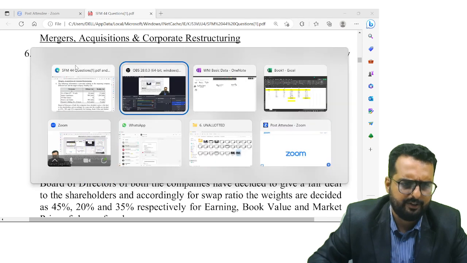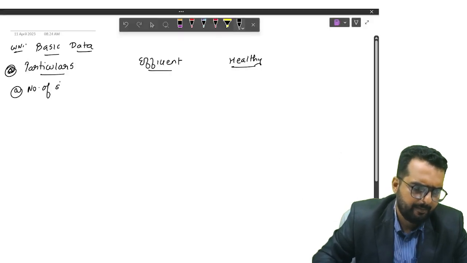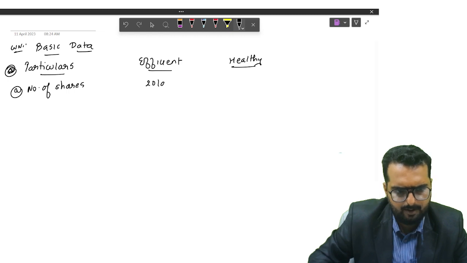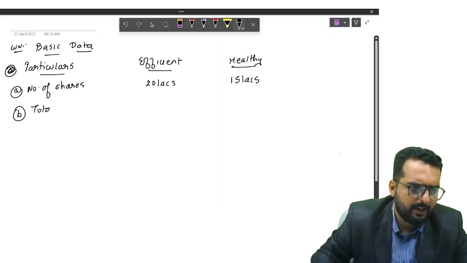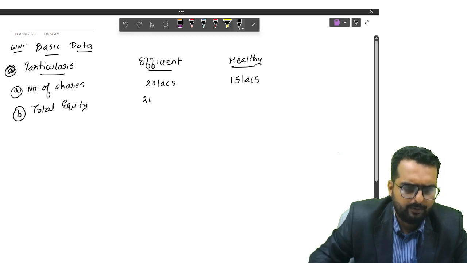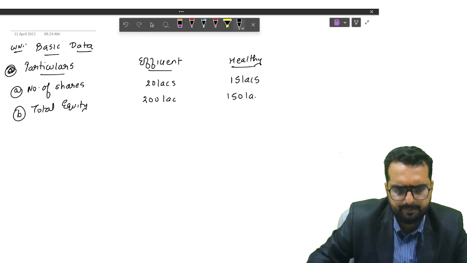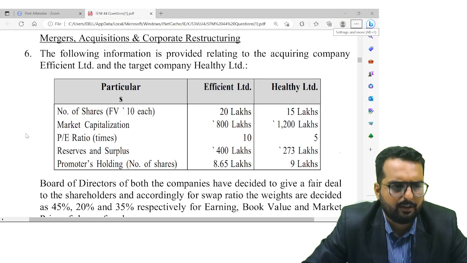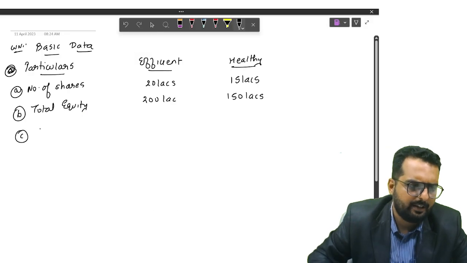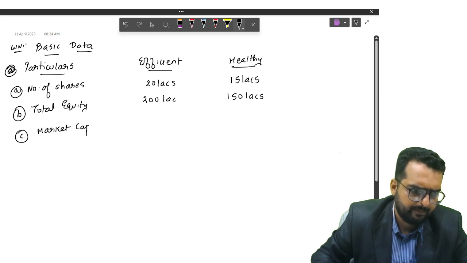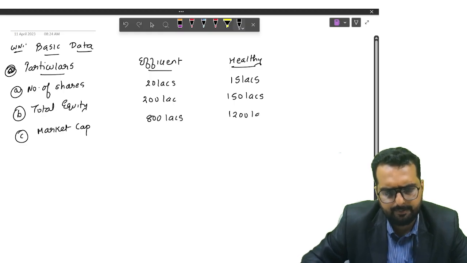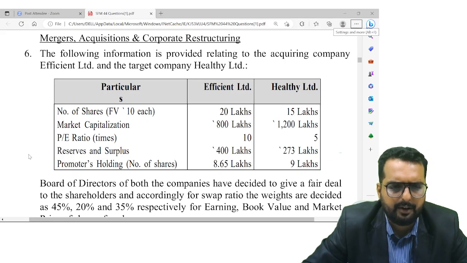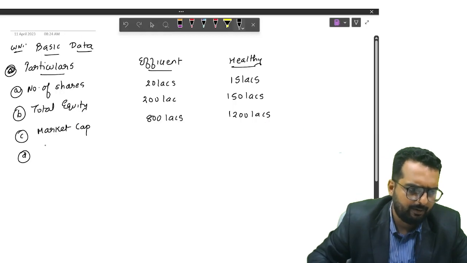Now they have given the number of shares, 20 lakhs and 15 lakhs. Face value is given as 10 rupees. So from that we can find out the total equity value. That will be 200 lakhs here and 150 lakhs over here. Market value is how much? 800 lakhs and the other one is 1200 lakhs. PE ratio turns out to be 10 and 5.